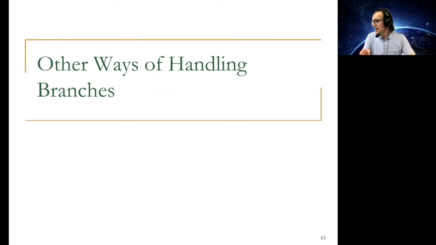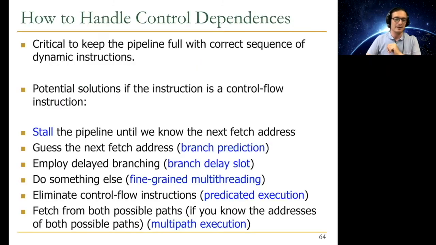But in the remaining time, I'm going to quickly cover a way of handling branches that doesn't work. We talked about branch prediction, which works very nicely, but I'm also going to give you an example of what doesn't work, and that's going to be delayed branching. I think we're going to stop right after that because we don't have time.